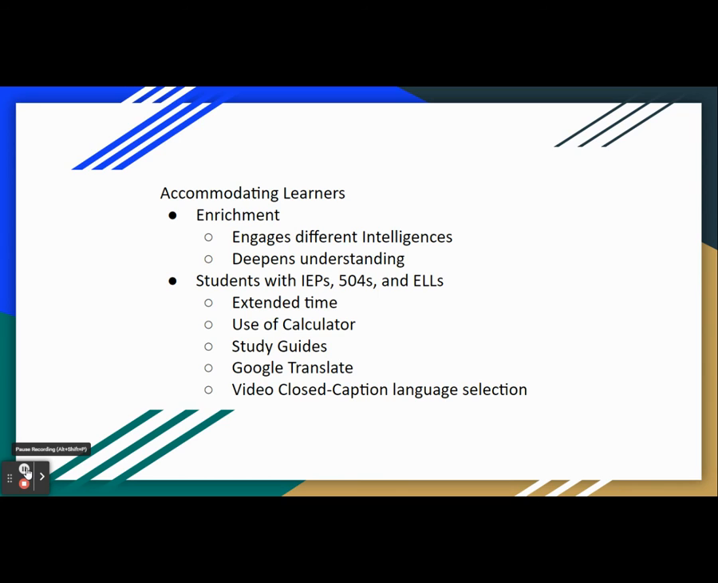Students will advance through this unit at different speeds. Those that finish the core activities early can explore some of the enrichment activities along the way. These enrichment activities act to engage different intelligences and deepen the understanding of the unit. Some students, those with IEPs or 504s, may not be required to perform every activity along the way. All sections can be tailored to allow students that need extra time the use of calculators or study guides. ELL students can use the closed caption language selection on all Khan Academy videos. Google Suite products also incorporate Google Translate.